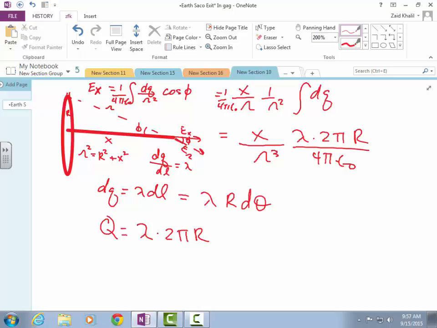Two questions: where did the lambda r d theta come from, and where did you get the lambda? dL corresponds to this arc length, so it's r d theta. That arc length has a measure of r d theta. And where did the 2 pi r come from? I just integrated over d theta, because it's a ring, so you're integrating over the whole entire ring.